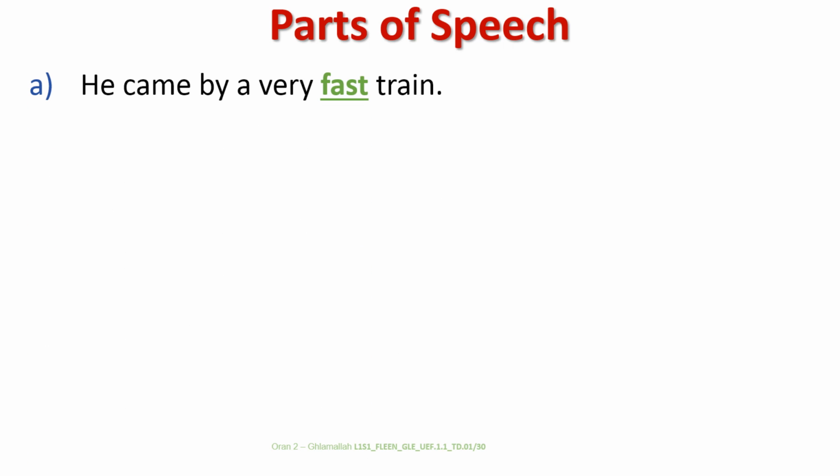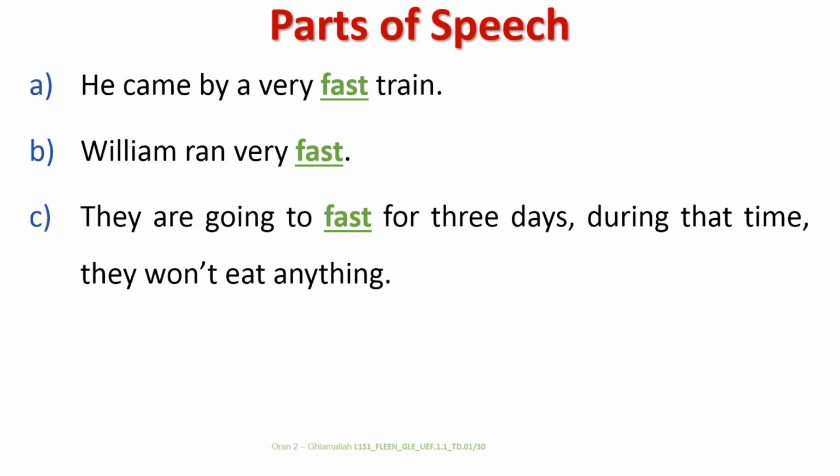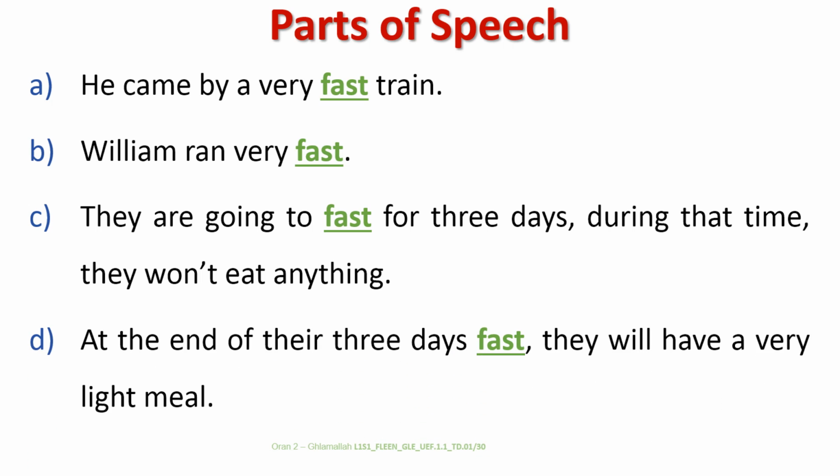Before dealing with each category, let's have a look at these examples. A: He came by a very fast train. B: William ran very fast. C: They are going to fast for 3 days. During that time, they won't eat anything. D: At the end of that 3 days' fast, they will have a very light meal.